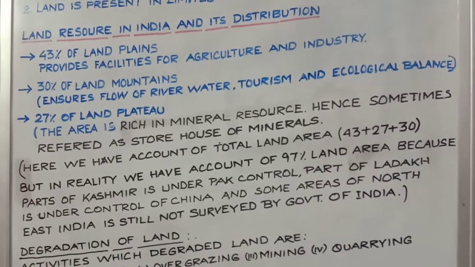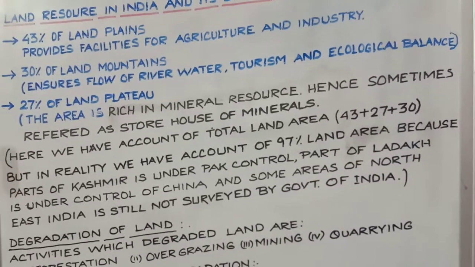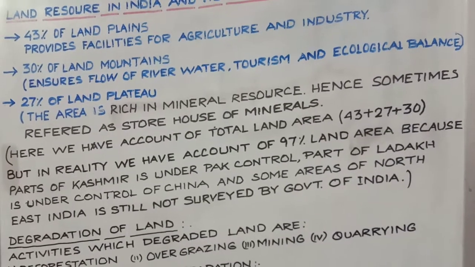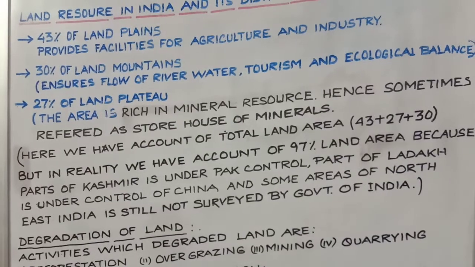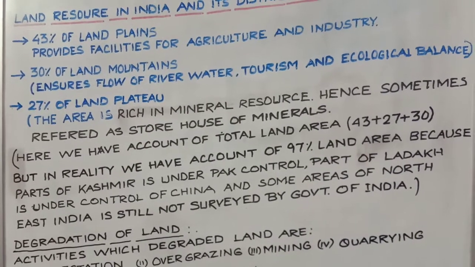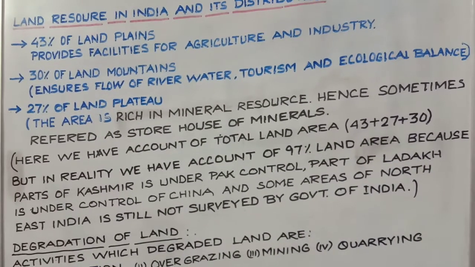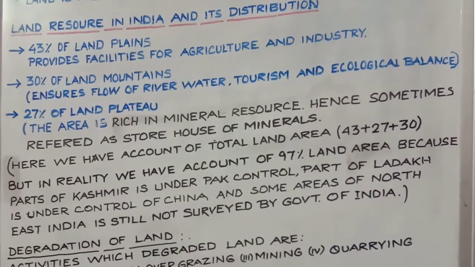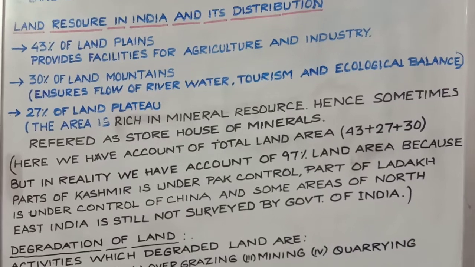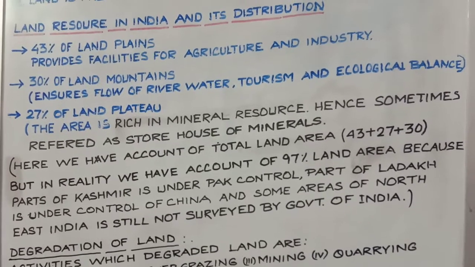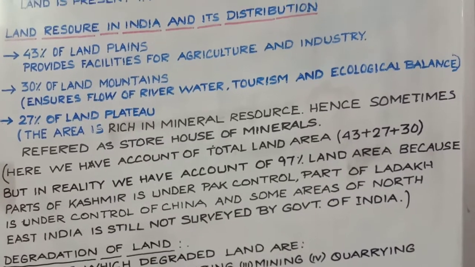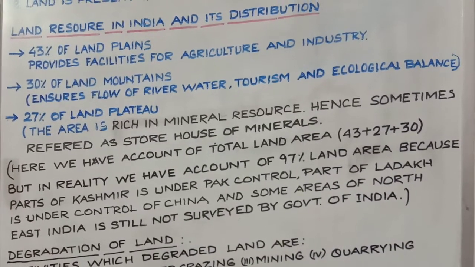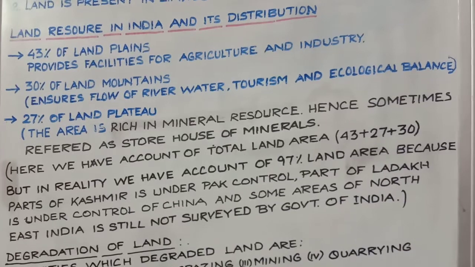And the third part is plateau. 27% of the land area of India is plateau. This plateau region includes the Baghelkhand, the Bundelkhand, the Malwa plateau, the southern plateau, that is Deccan, the Chota Nagpur plateau. These plateau regions are rich in mineral resources, and therefore sometimes they are also referred to as the source or storehouse of minerals.